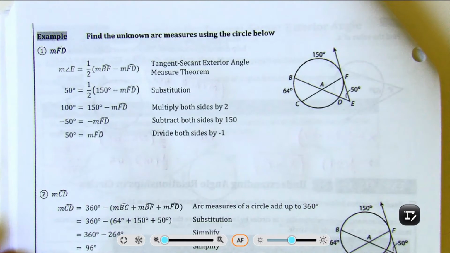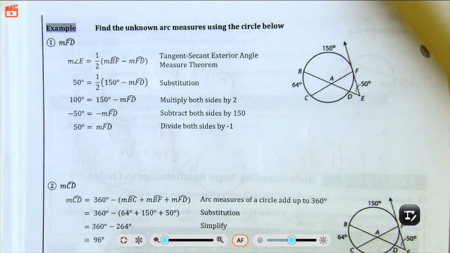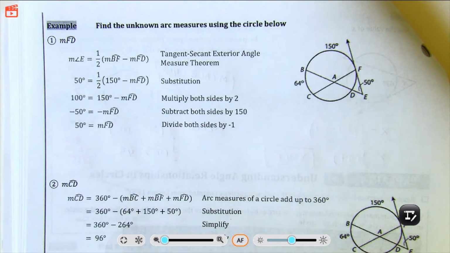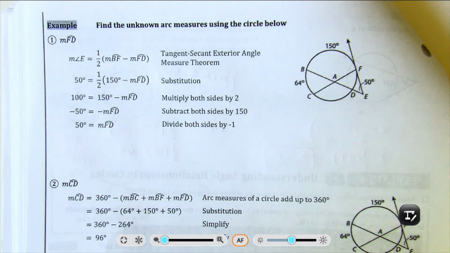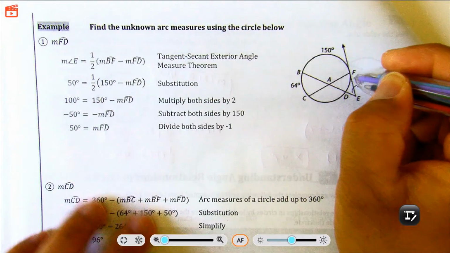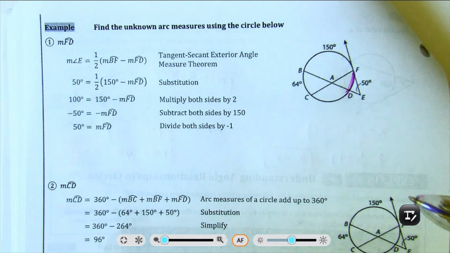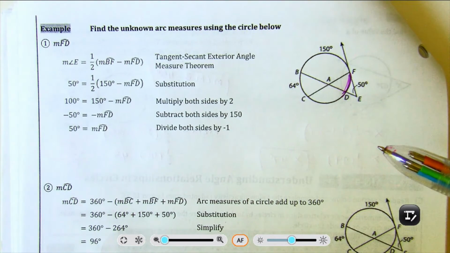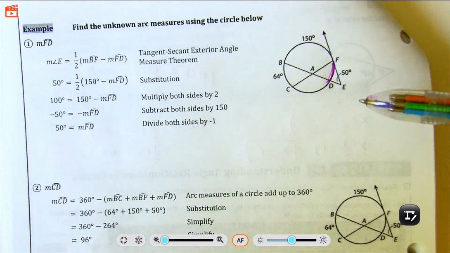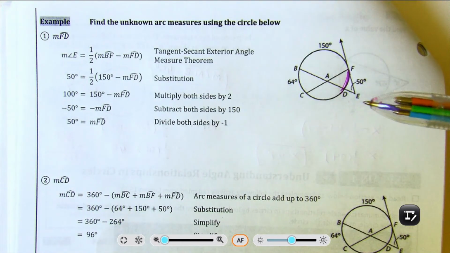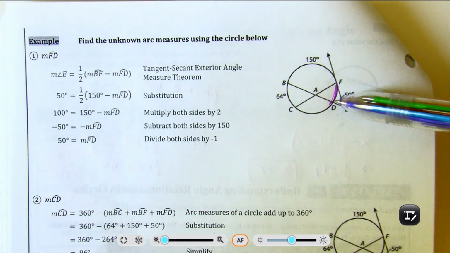Okay, so now let's look at this first example. Find the unknown arc measures using the circle below. What they want us to find is arc FD, so let's highlight where that is located. Arc FD is located right here. So what we need to find out is what angle, or where is the vertex of the angle located that forms this arc.